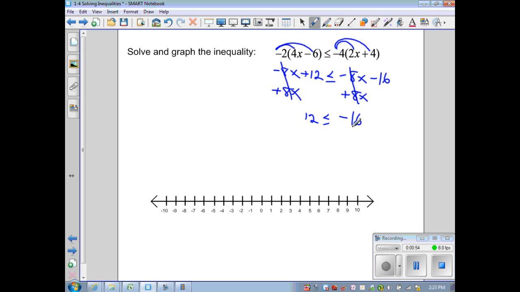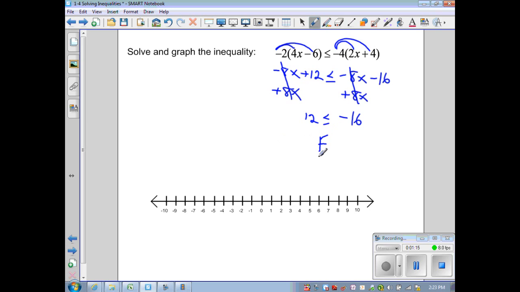As in the previous problem, we want to see if this is a true or false statement. 12 is less than or equal to a negative 16. This is false. In the previous statement was true. And any time that our final statement is true, then our final solution is all real numbers. Any number can go into my inequality and solve the problem.